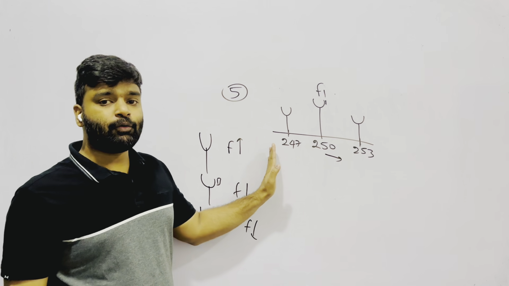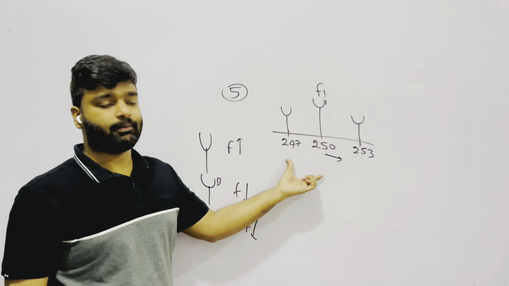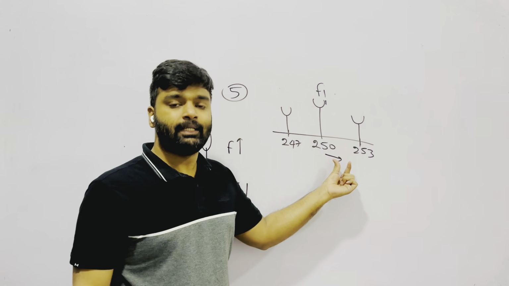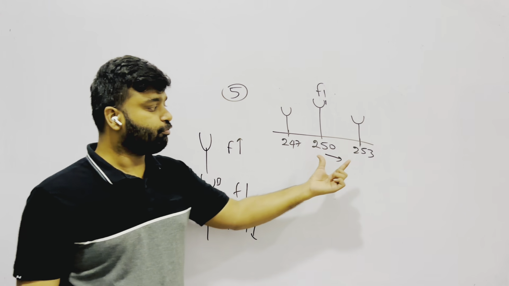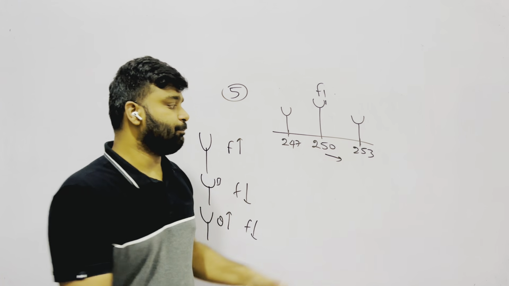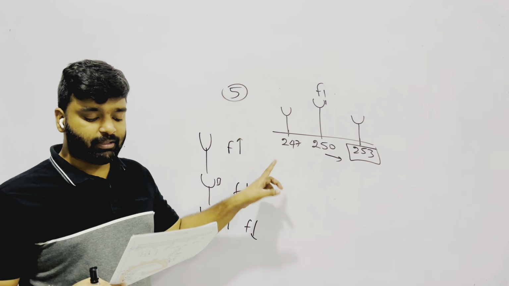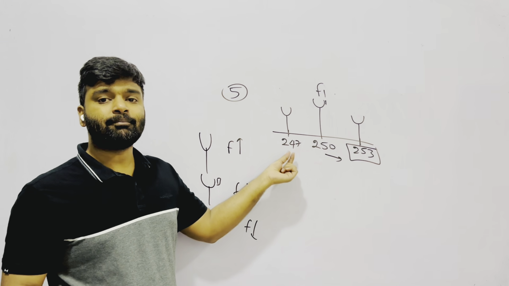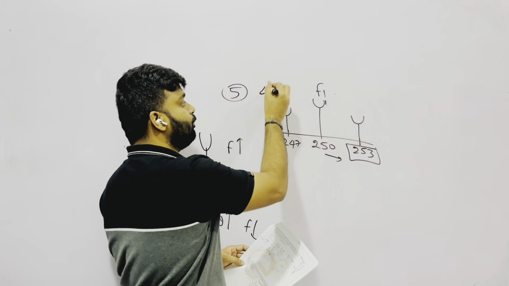If the initial tuning fork is 250 and the second tuning fork is 247, the gap is increasing. If the second tuning fork is 253, the gap is decreasing. In the question, it is mentioned that the beats are decreasing. Therefore, the frequency of the second one should be 253. That's why the gap is decreasing. Therefore, the answer is 253. For example, if they ask that the beat frequency is increasing, the answer will be 247. Therefore, question number 5, answer number 4.